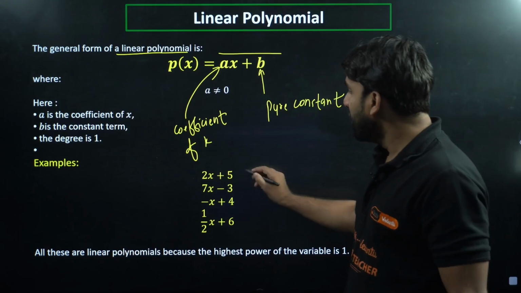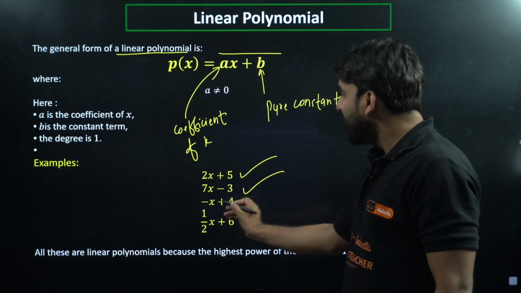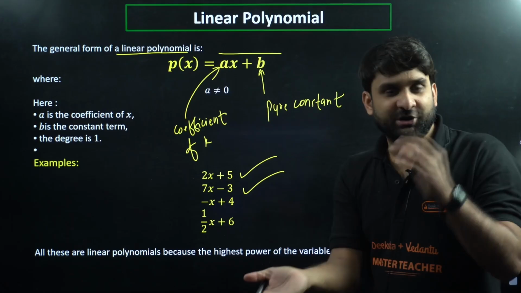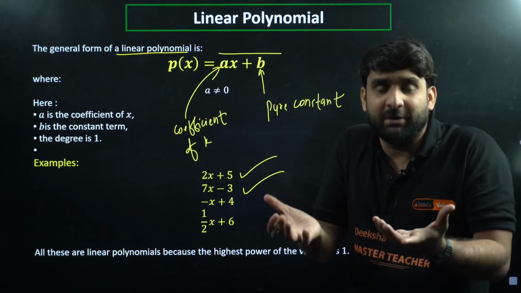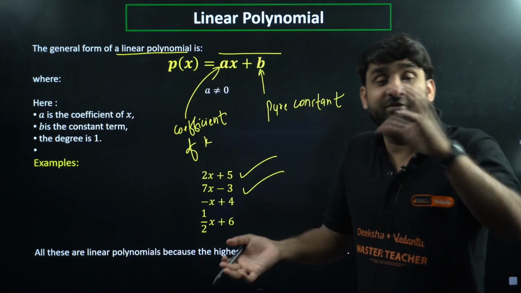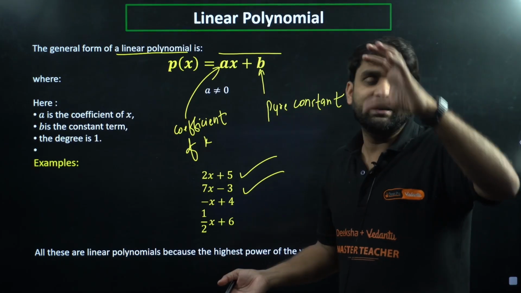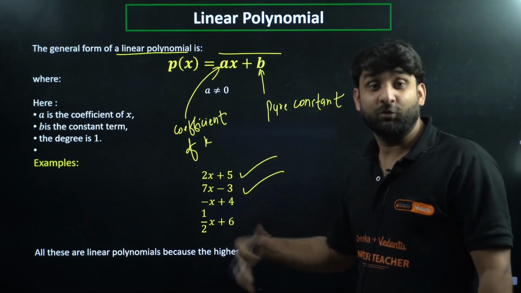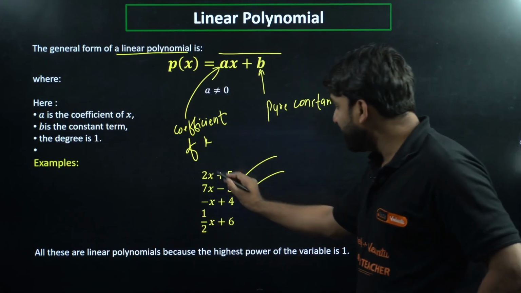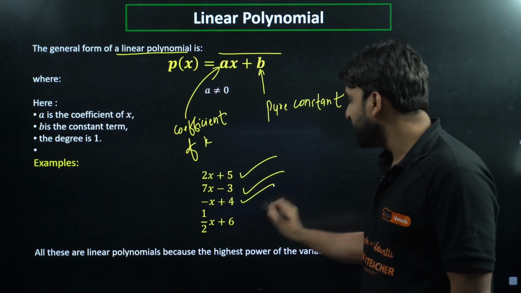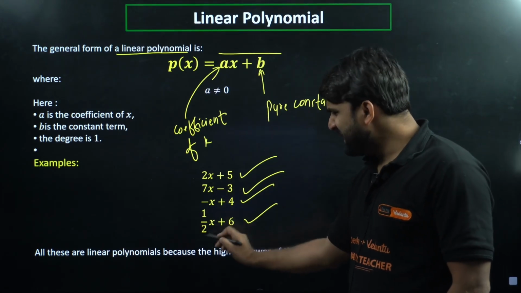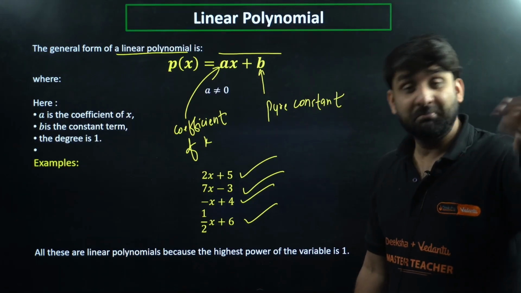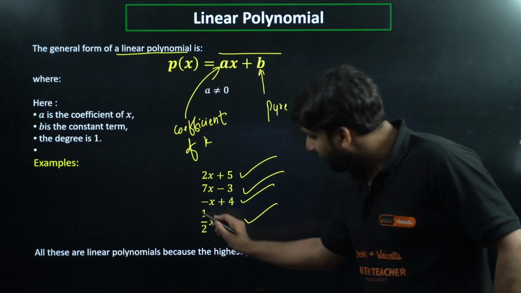Now examples: 2x plus 5, 7x minus 3, and here minus. We will be talking later about when the coefficient of x is negative and positive. What does it mean that the coefficient of x is positive or negative? We'll be talking about everything later. First understand what a linear polynomial is. So here x to the power 1, x to the power 1, so these are polynomials. Yes, the coefficient can be fractional also. Power can't be fractional, but the coefficient can be fractional.